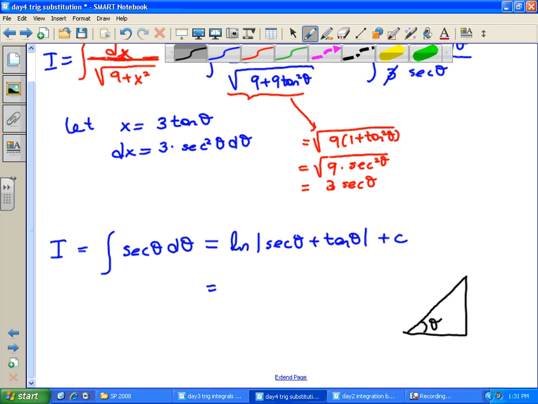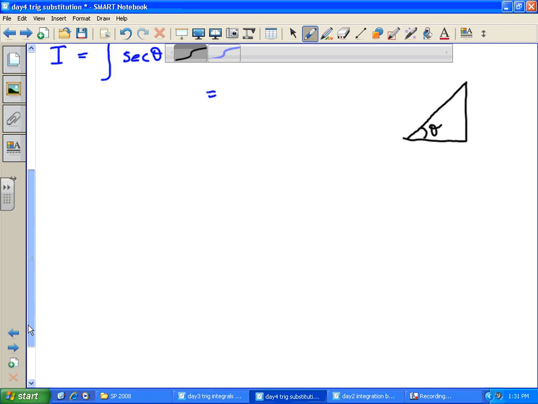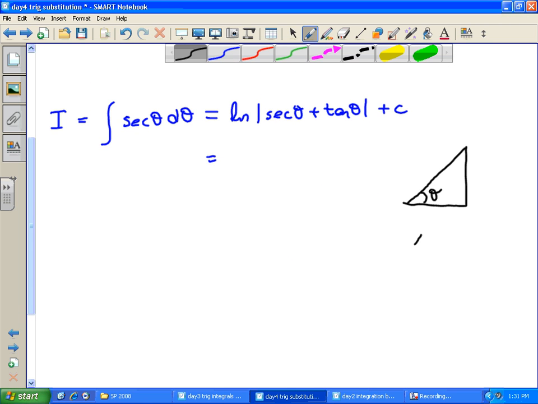From there, I know that tangent theta in this triangle should be what? Since x is equal to 3 tangent theta, then x over 3 is tangent theta. And we know that tangent is opposite over adjacent, right? So x on this side and 3 on the bottom. And what can I write for the hypotenuse of this triangle? Exactly, the square root of x squared plus 9.